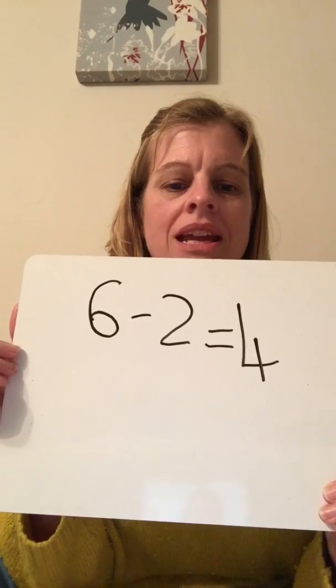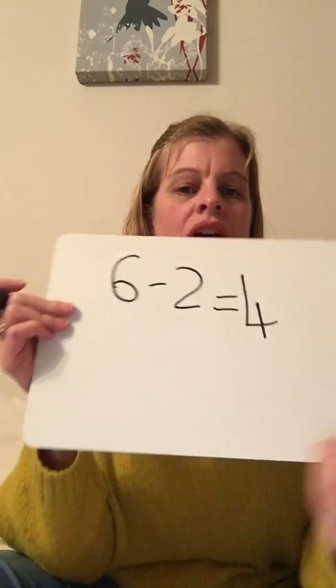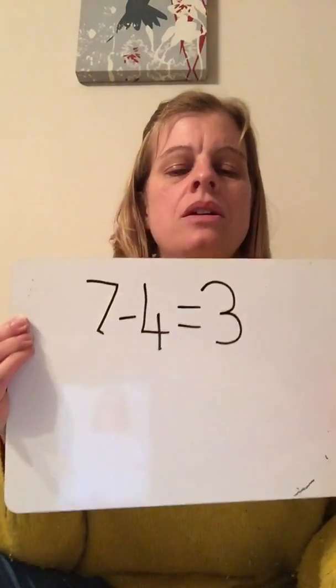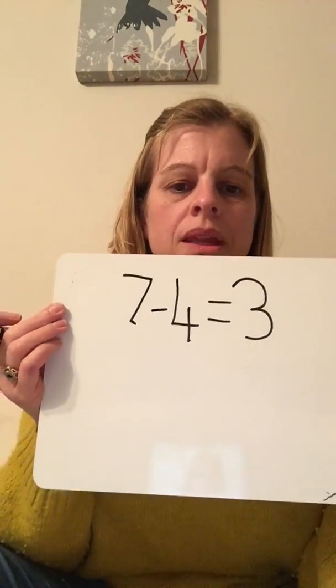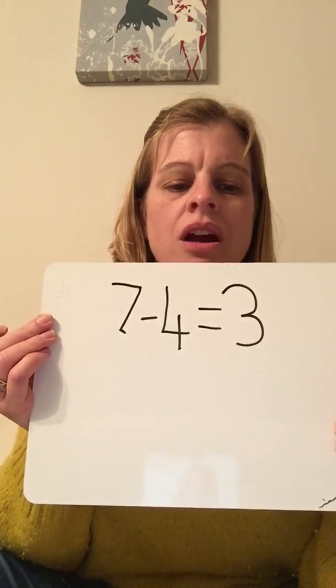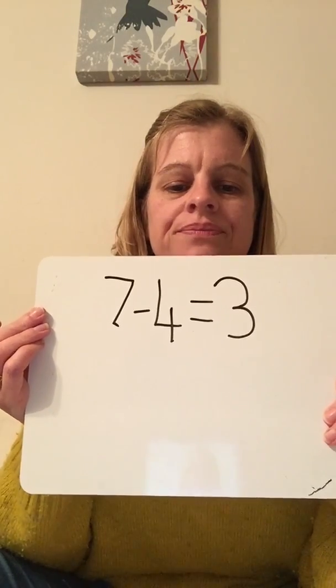Great, so hopefully you have drawn a picture. Let's do one more. Let's do 7 subtract 4 is equal to 3. Again, pause the video and draw a picture of this calculation.